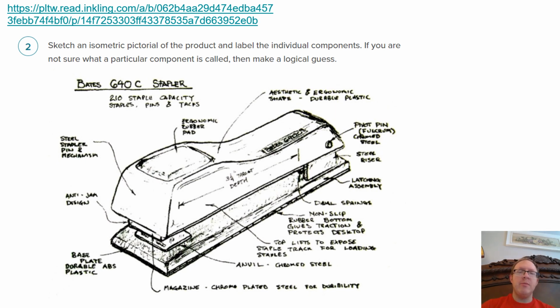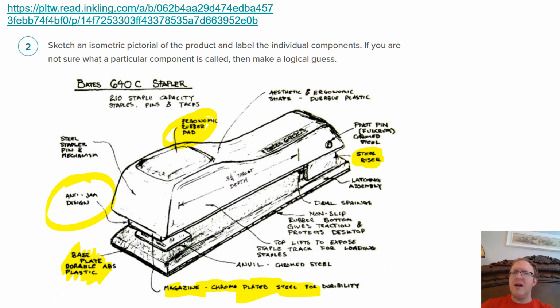Some of them they're labeling material, like the rubber pad here, or the steel riser here, or the base plate. And then some of their labels are not materials. For instance, anti-jam design. What material is that? It doesn't really say. So in my opinion, you're mostly labeling the parts and the materials.